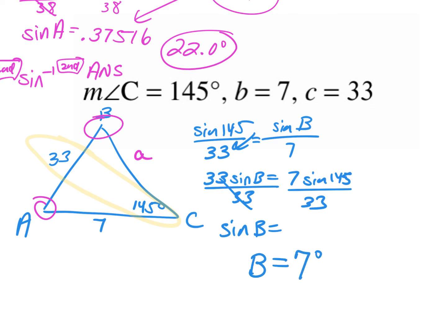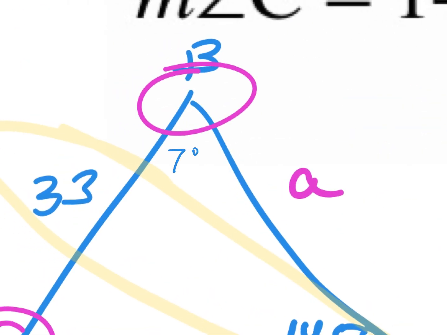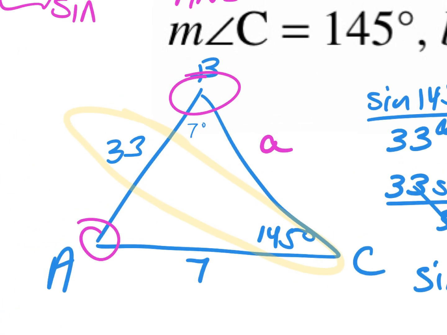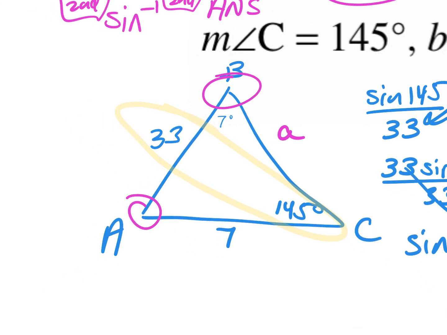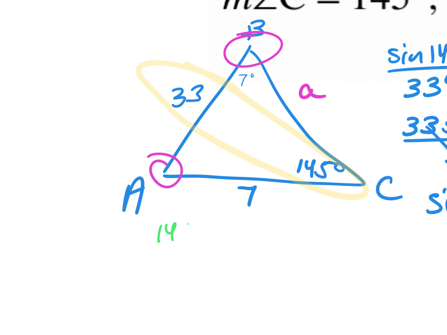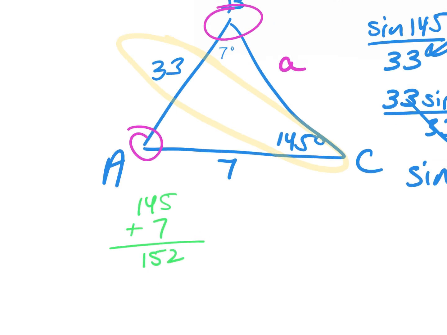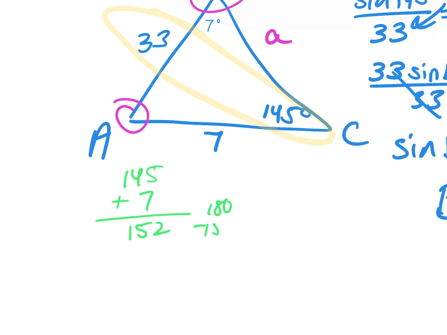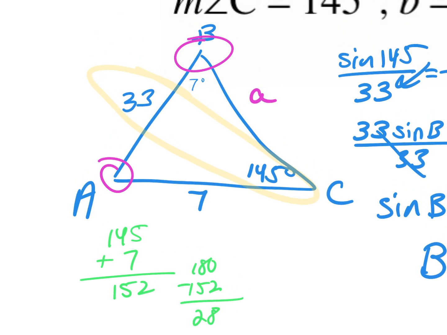And that's okay because angle C is so big. So angle B is about 7 degrees. And once we know the angle B is 7 and I know the angle C is 145, how do I figure out what A is? 145 plus 7 is 152. So then 180 minus 152, and I get 28. So angle A is 28 degrees.